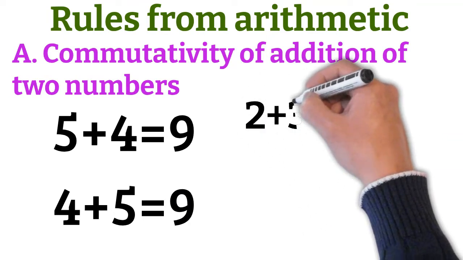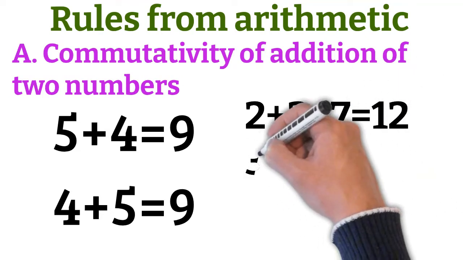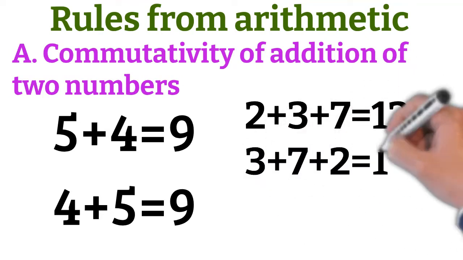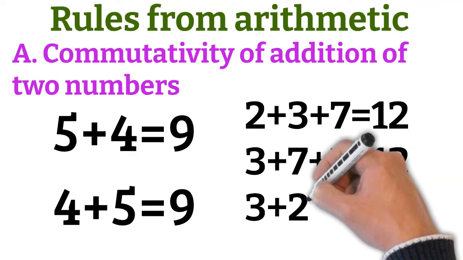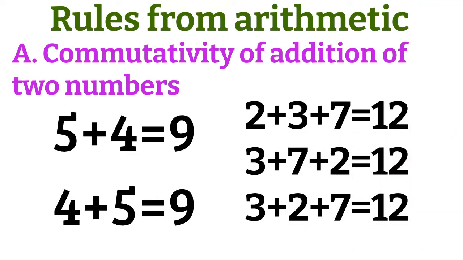Likewise, 2 plus 3 plus 7 equal to 12. 3 plus 7 plus 2 equal to 12. And 3 plus 2 plus 7 is also equal to 12. Thus, by using the variables, we can make it a general rule.